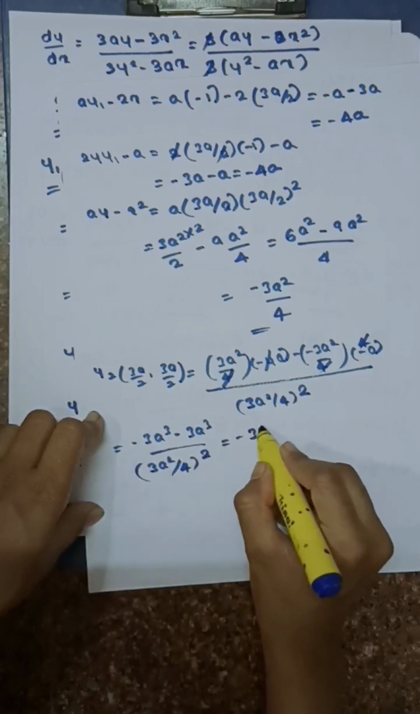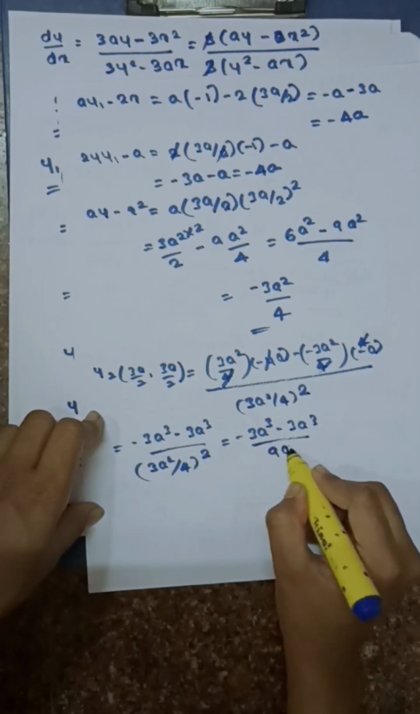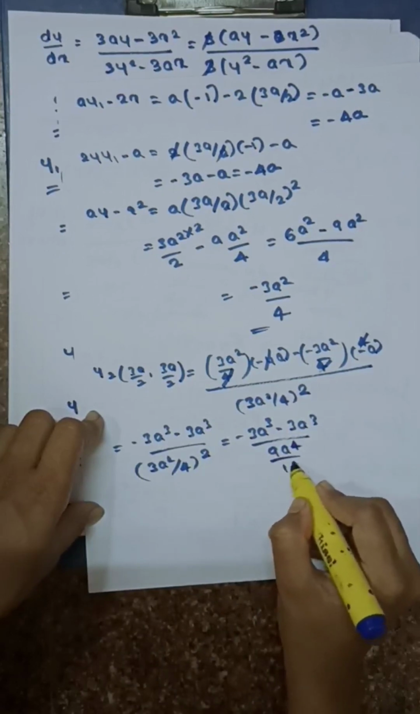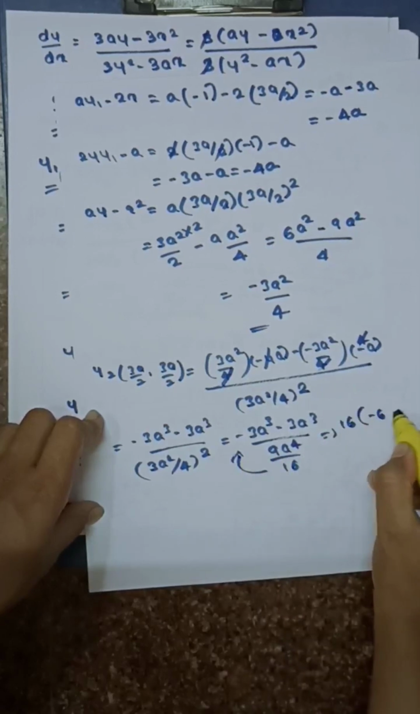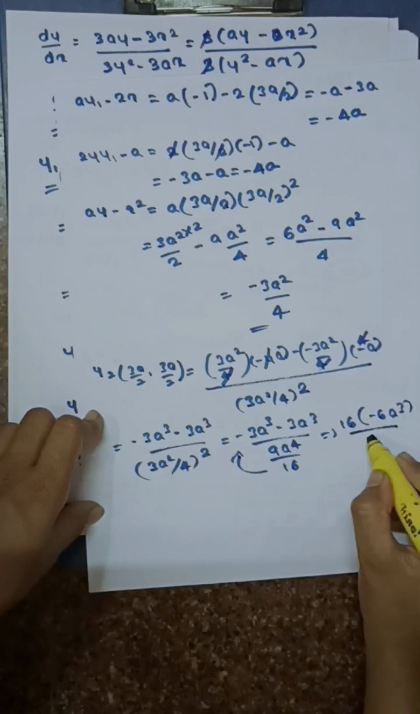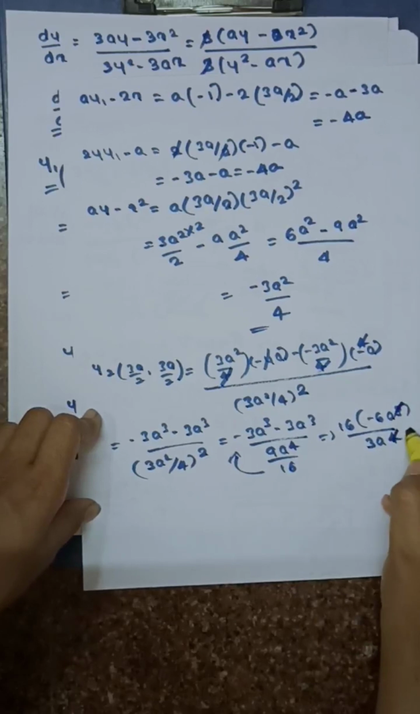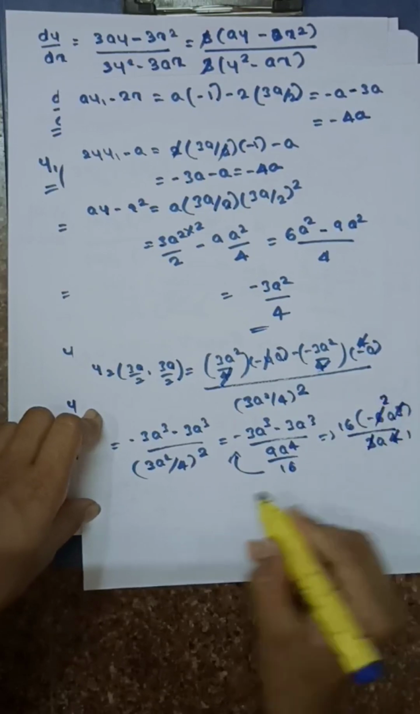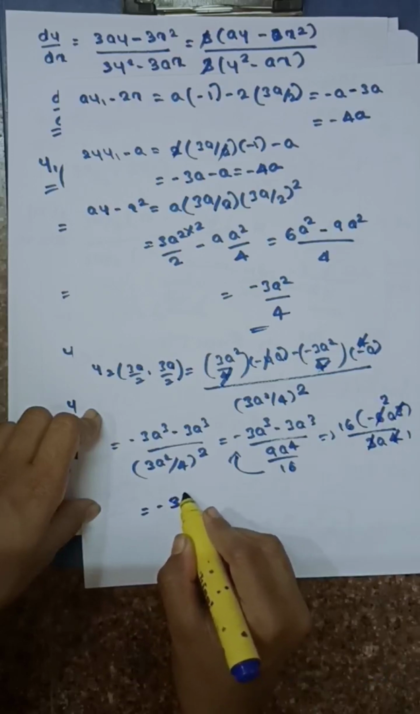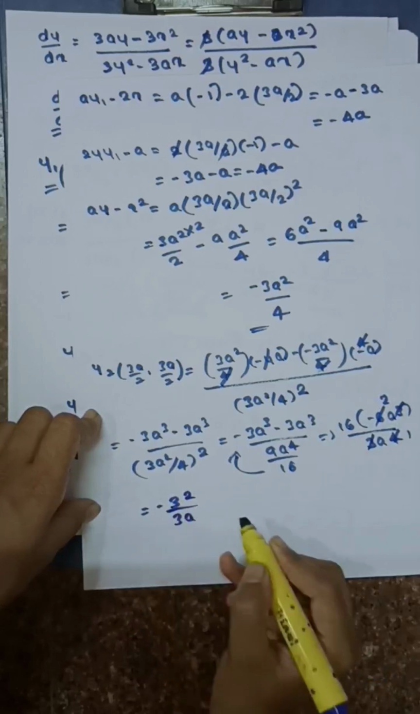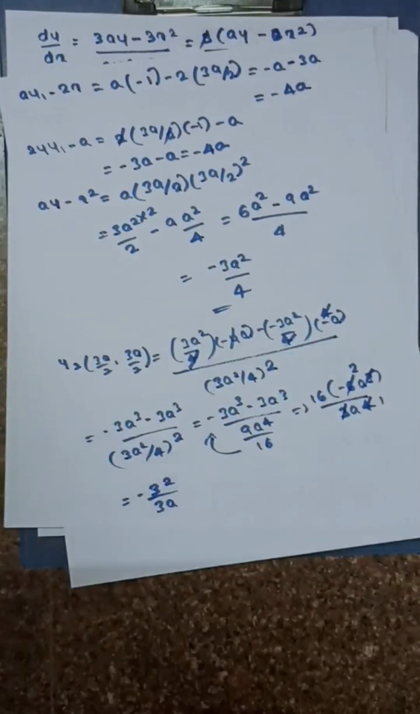So minus 3a cube minus 3a cube divided by 9a to the power of 4 by 16. So I'll transfer the 16 here. 16 into minus 6a cube divided by 3a to the power of 4. So a cube here 1 will remain, 3 ones are 3, twos are 2. So that is minus 32 by 3a.